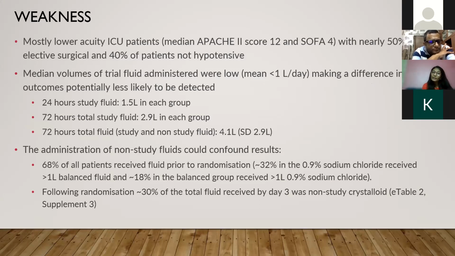This trial had various weaknesses. It was mostly lower acuity ICU patients, with an APACHE score of just 12 and a SOFA score of 4, with nearly 50% of the patients being electively surgical. The median volume of the trial fluid administered was very low. In the first 24 hours, the fluid administered was only 1.5 liters. In 72 hours, it was only 3 liters. Most of the patients had received fluid prior to randomization.